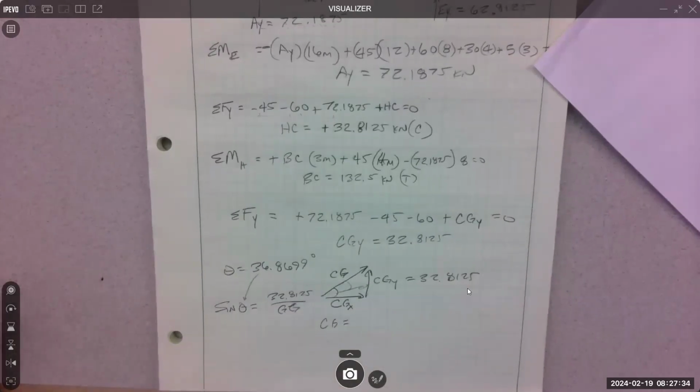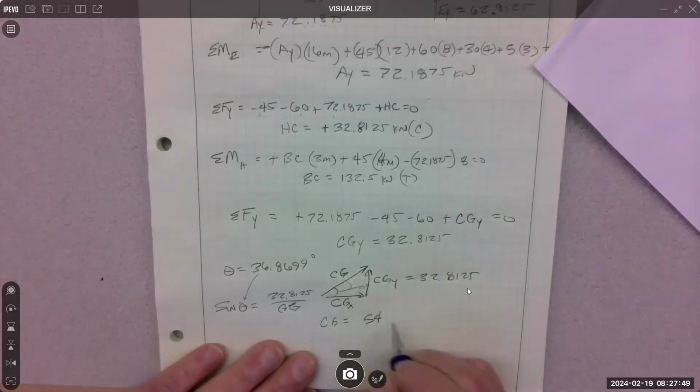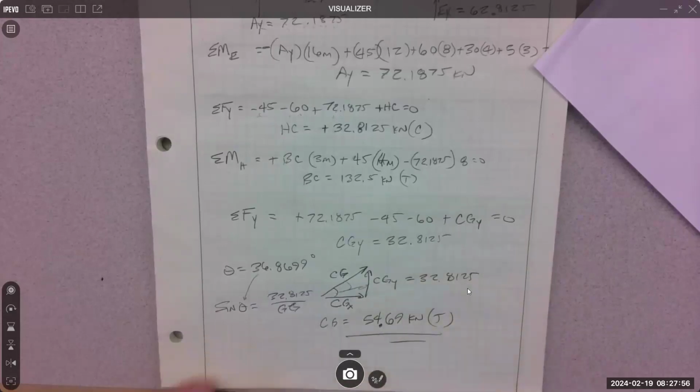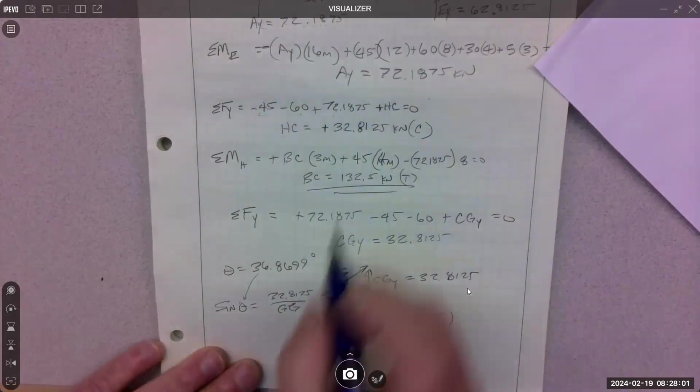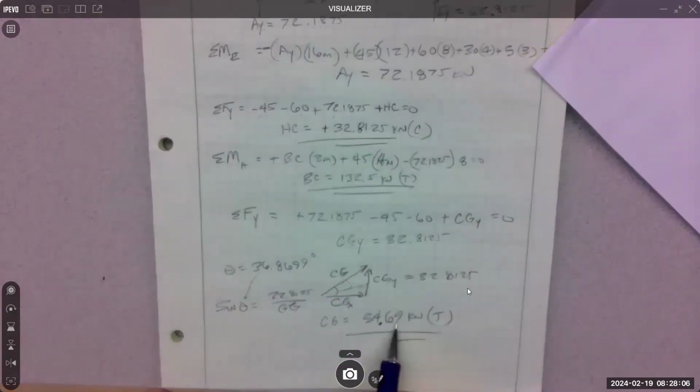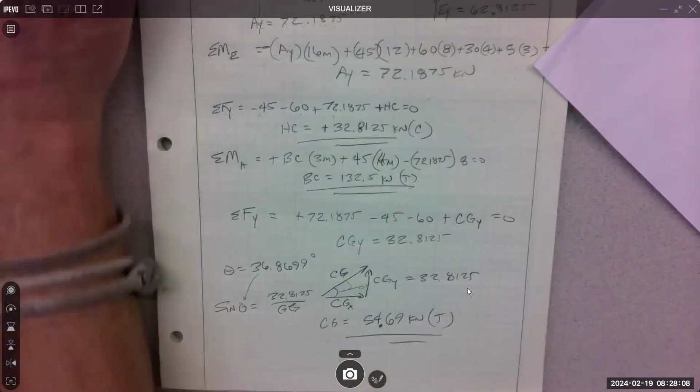32.8. $54. Yeah, would round to 54.69 kilonewtons. Points away, it's in tension. For final, so we have BC here, we have HC here, and CG 54.69.